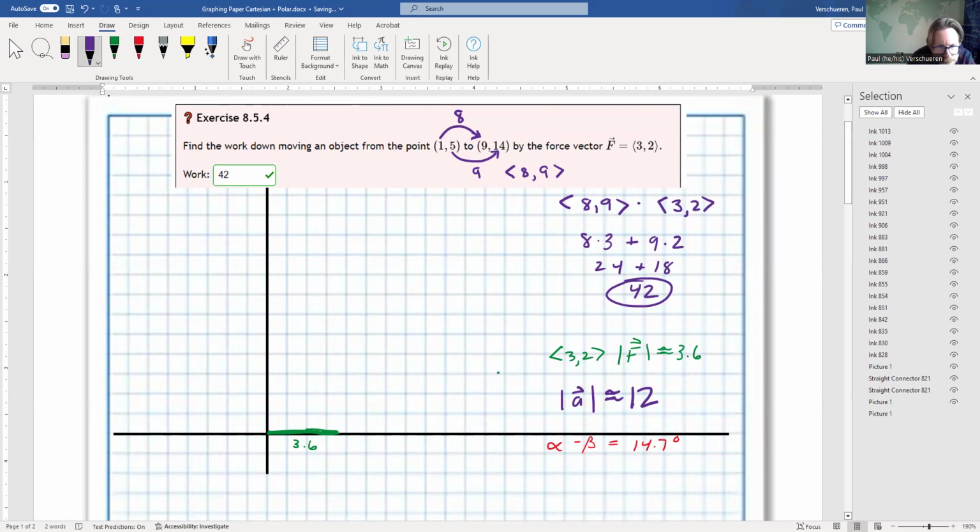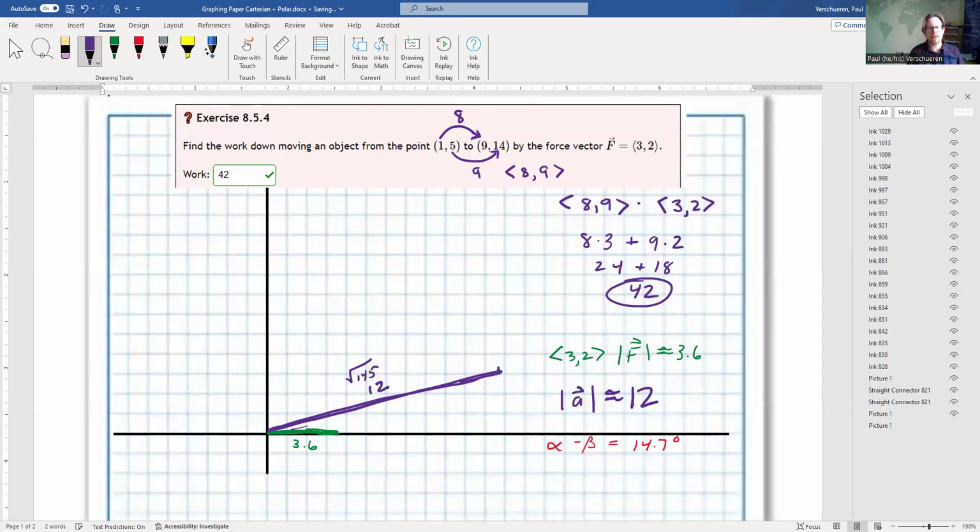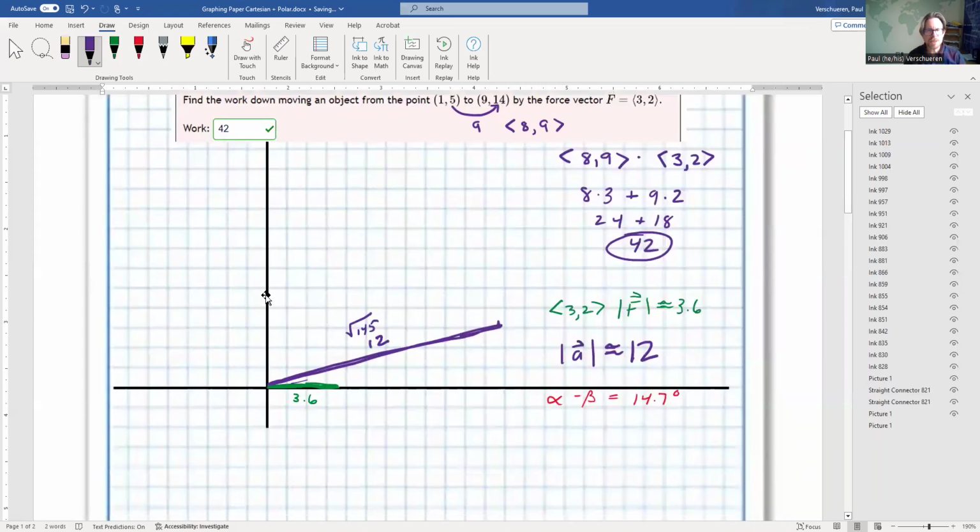Let me switch. So this isn't going to be perfect, but it gives you an idea of that movement, that same distance of 12. It was exactly the square root of 145, but we'll estimate 12. Brings us about right there. So the question is, remember the work on this is 42. Not degrees, it's just that the amount of work is 42.